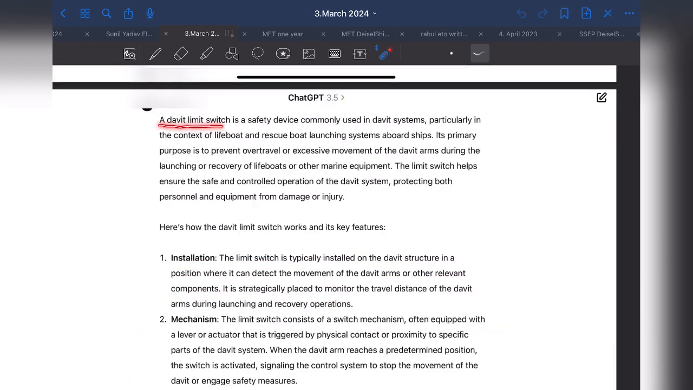A davit limit switch is a safety device commonly used in davit systems, particularly in the context of lifeboat and rescue boat launching systems aboard ships. Its primary purpose is to prevent over-travel or excessive movement of the davit arms during the launching or recovery of lifeboats or other marine equipment. The limit switch helps ensure the safe and controlled operation of the davit system, protecting both personnel and equipment from damage or injury. Here is how the davit limit switch works and its key features.